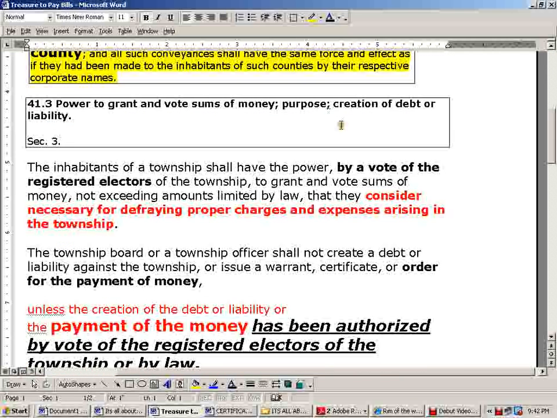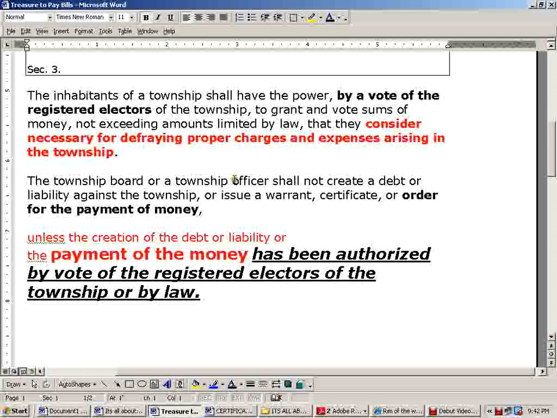So, in the Michigan Compiled Laws under townships, in MCL 41.3, this is very important, because it says the township board or township officer shall not create a debt or liability against the township, or issue a warrant, certificate, or order for payment of money unless the creation of debt or liability or the payment of the money has been authorized by a vote of the registered electors of the township or by law.